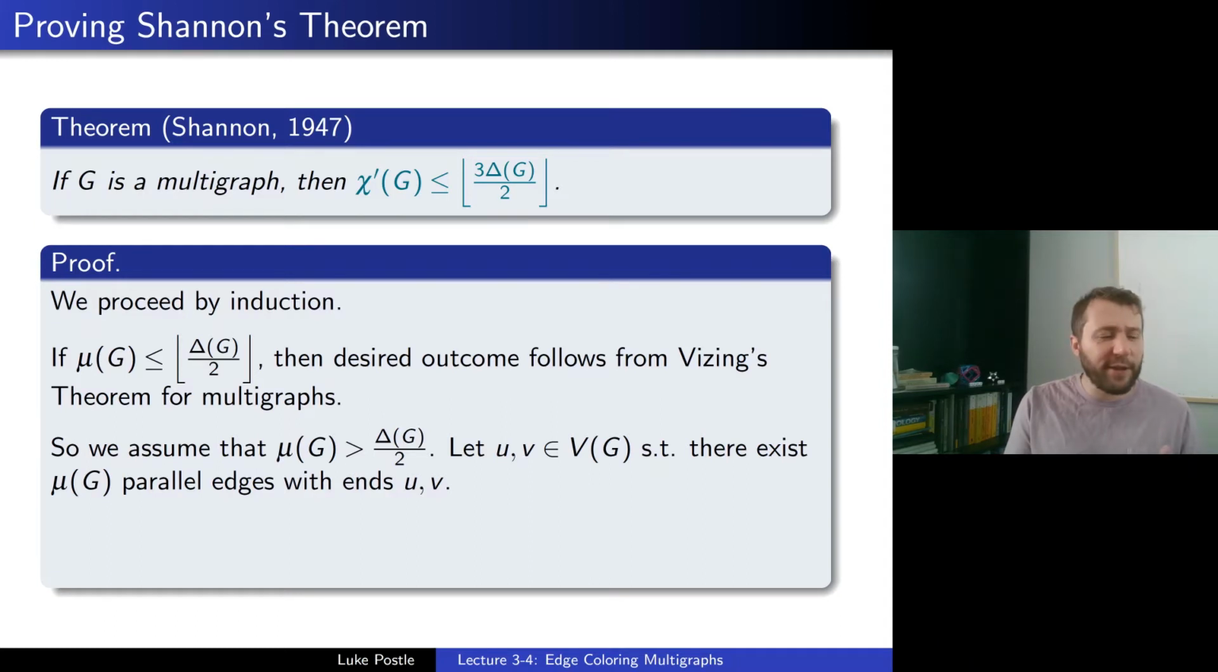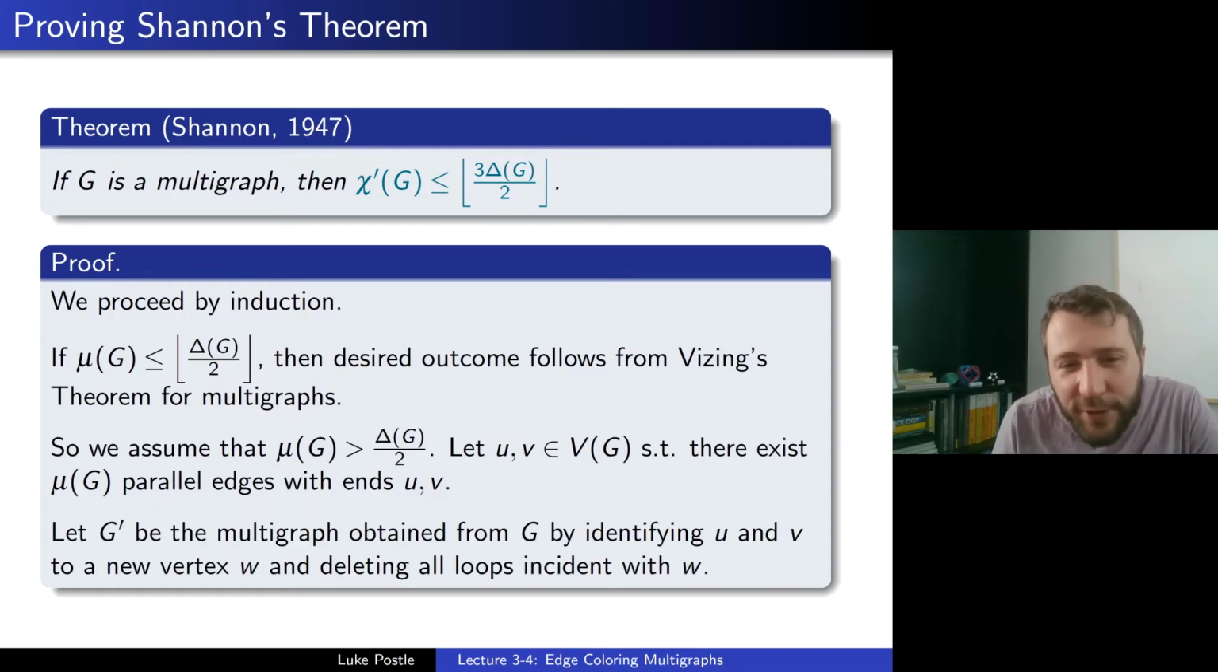Right? So somehow there is a pair. What does that mean? That there's a pair UV with a ton of edges. Let UV be this pair with mu of G parallel edges. And then here's the trick. I'm going to show you a picture of this in a second. But let G prime be the multigraph obtained from G by identifying U and V to a new vertex W and deleting all the loops incident with W.